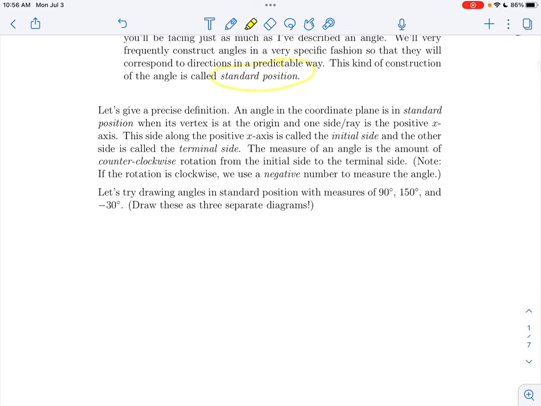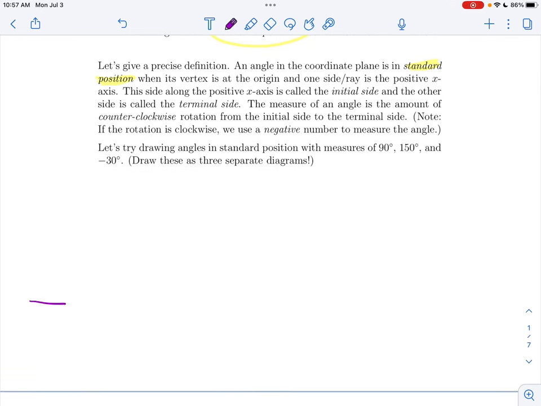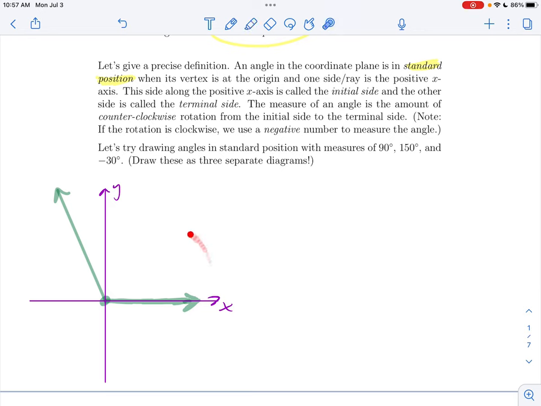an angle in the coordinate plane is said to be in standard position when its vertex, that's the corner of the angle, is at the origin, and one side, one ray from that angle, is the positive x-axis. Let's start by drawing a picture here. So we're thinking of our coordinate plane. Here's our x-axis. Here's our y-axis. So I'm going to imagine an angle where one of the sides of this angle is the x-axis, like so. Right, it goes on forever, we'll just put an arrow. The vertex is at the origin, and then the other side of this angle can be in whatever direction we want. So this, for example, would be a picture of an angle in standard position.